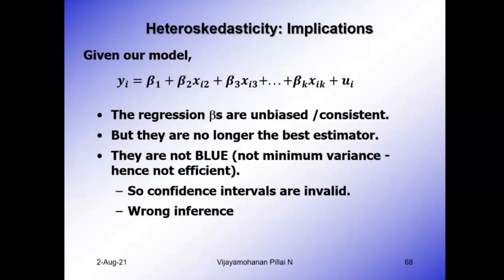So if they do not have minimum variance, then we will not have minimum standard error, and that will lead us to wrong inference. And we will have invalid confidence intervals also.